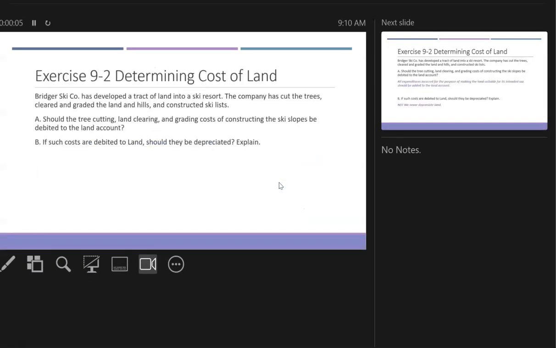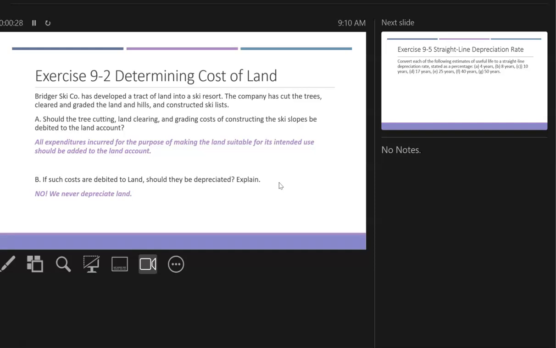How about this one? Bridger Ski Company has developed a tract of land in a ski resort. The company has cut the trees, cleared and graded the land and hills, constructed ski lifts. Should the tree cutting, land clearing, and grading costs of constructing the ski slopes be debited to the land account? Yes. All of those costs are getting it in its asset intended for its useful use, in its intended use.